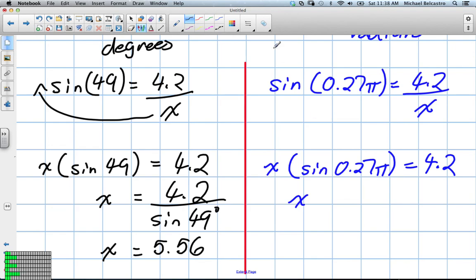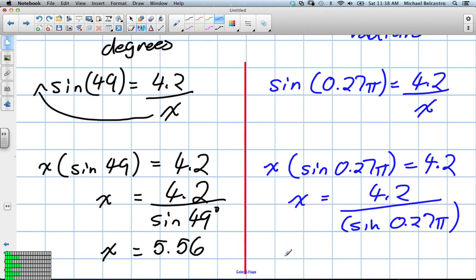Okay, that makes sense. Now in our other one, let's see if we can do that too. 4.2. This one's in radians here. Sine 0.27 pi. What would you get if we did this in radians? 4.2 divided by sine 0.27 pi. 5.5, right on. 9.